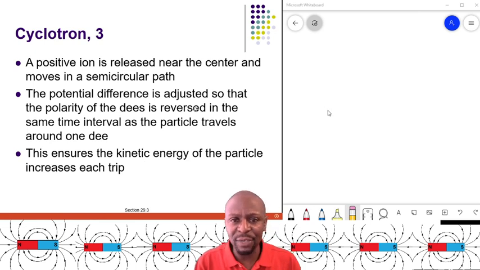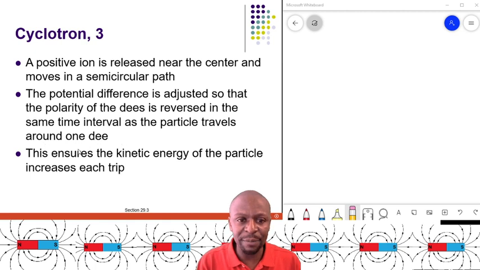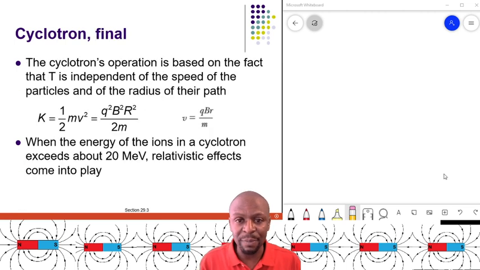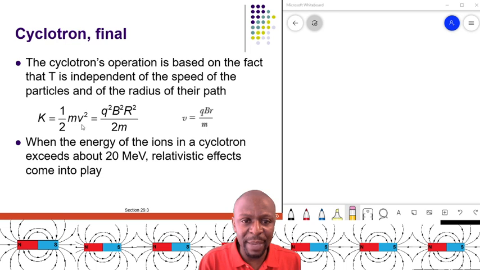The potential difference is adjusted so that the polarity of the Ds is reversed in the same time interval as the particle takes to travel around one D. This ensures that the kinetic energy of the particle increases on each trip. Now, the kinetic energy of this particle is given by that, but we already know the velocity. If you plug the velocity into that equation, this is what you are going to have as the kinetic energy of this particle.